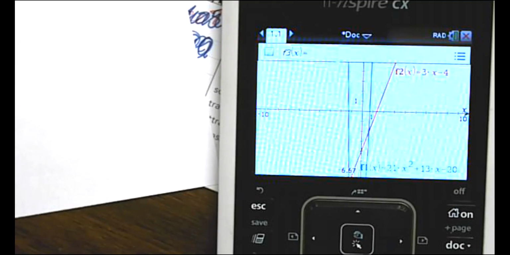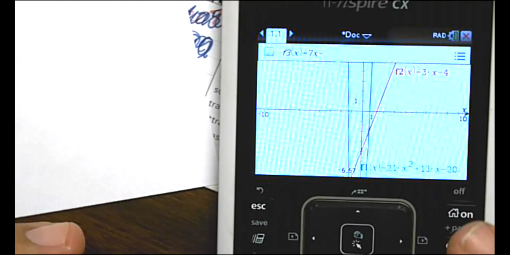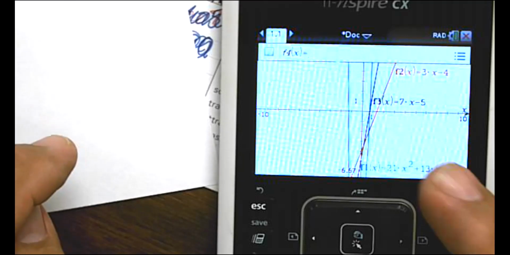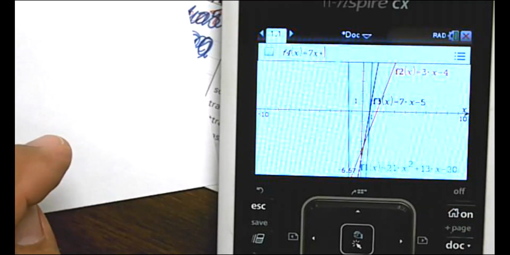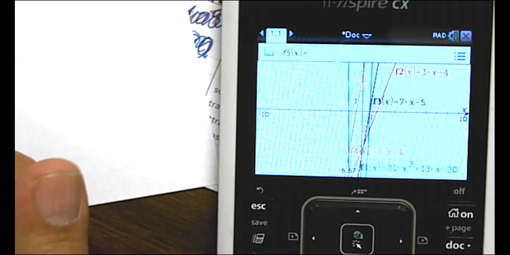Okay, let's hit the next one, 7x minus 5. Okay, that one does. So that's the answer. And I'll just do one more, 7x plus 4, just to show you that that one won't intersect. And you can see that kind of goes right through the middle of the parabola without hitting either x-intercept. Okay, so that's one way for a complex quadratic like that.